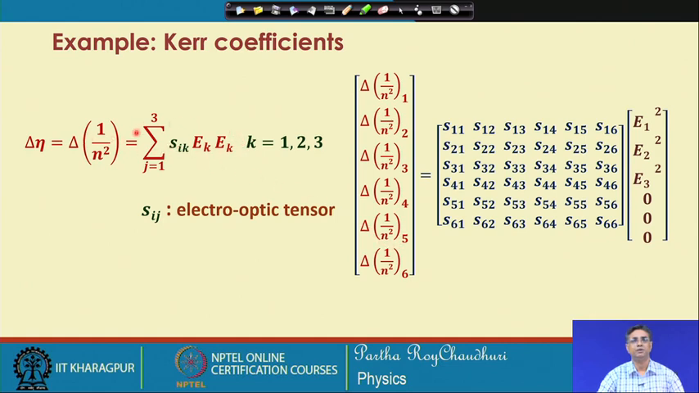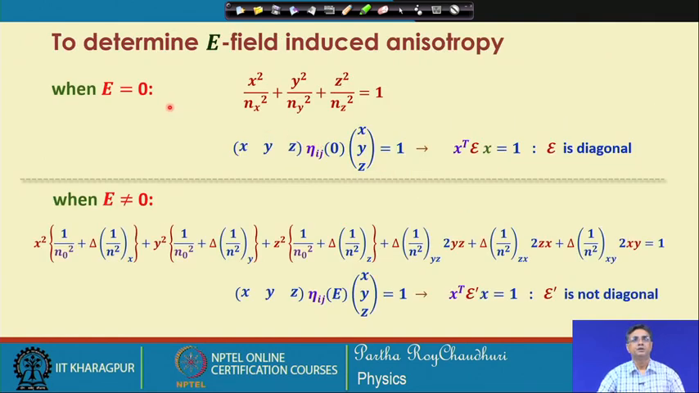You have this equation for the quadratic electro-optic tensor, the change in the impermeability on this column. This is the tensor, that is S i k, now 36 components, 36 coefficients, and on the right hand side E 1 square, E 2 square and E 3 square. So, this is again an example of writing this matrix equation for the Kerr coefficients. These are useful in evaluating and estimating the changes in the refractive indices or impermeability in the presence of the electric field by knowing the numerical values of the electro-optic tensors. So, to determine the electric field induced anisotropy, this is the way we will do it.